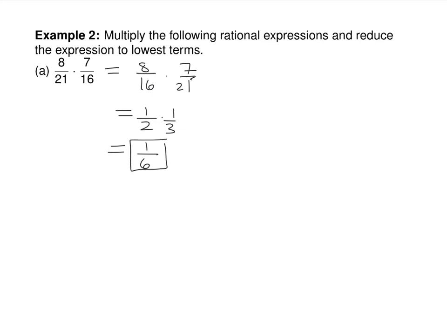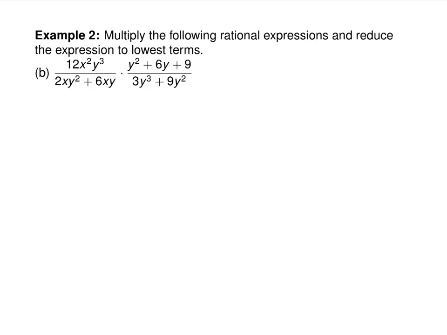But that cross-reducing technique also works for things like fractions with multiplications. So let's look at example 2, part B. That first expression is already factored, so let's just leave that as 12x squared y cubed.